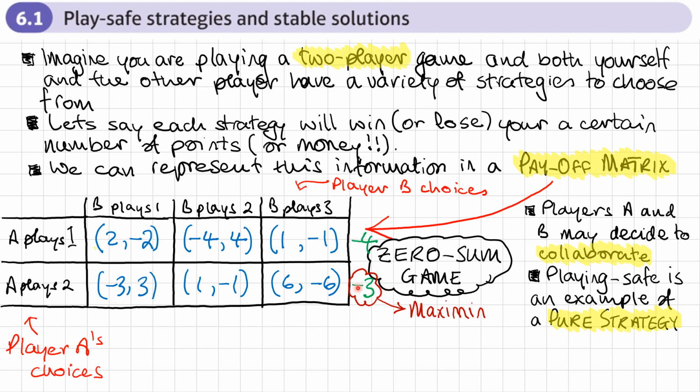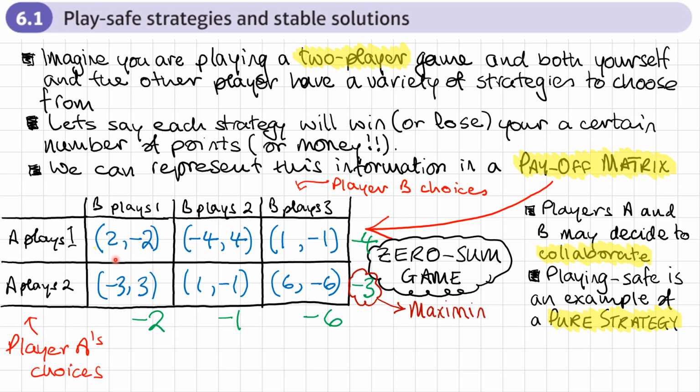Okay, let's go across now and do the same for player B. So if player B plays 1, what's the worst that can happen? Well, they can lose 2. What's the worst that can happen here? They can lose 1 if they play 2. And if they play 3, the worst that can happen is that they can lose 6. So again, what option should player B pick? They should pick the -1, because that again is the maxi-min.